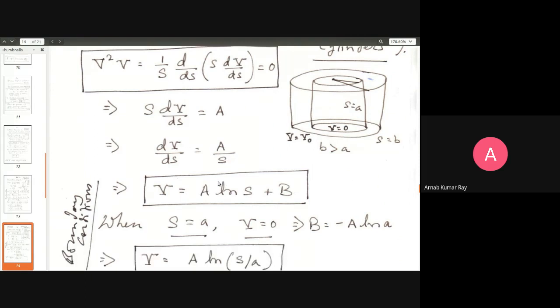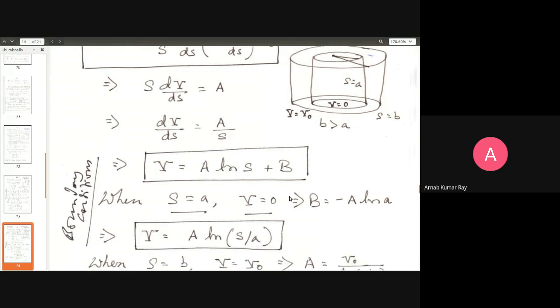Okay, fine. Now you'll have to find the second integral. This is the second integral. V is equal to A ds by s integrated. So 1 upon s, when you integrate it, it will give you log s. No longer a straight line. You've got a logarithmic dependence now. V is equal to A log s plus B. Okay, so that is what you have.